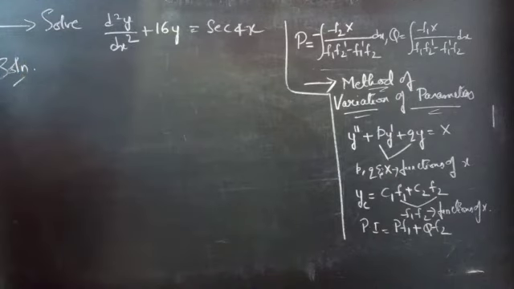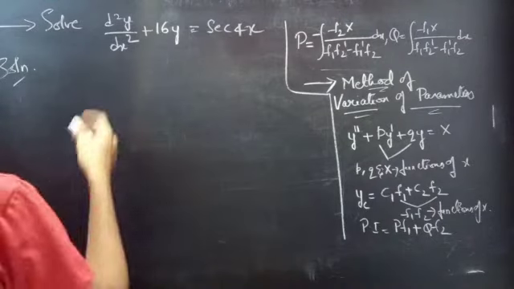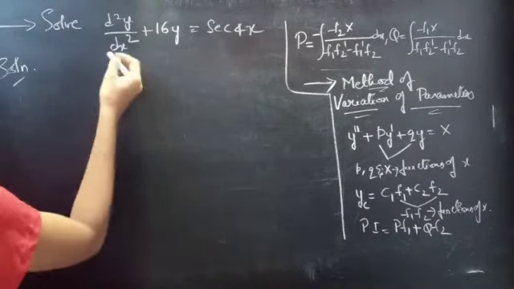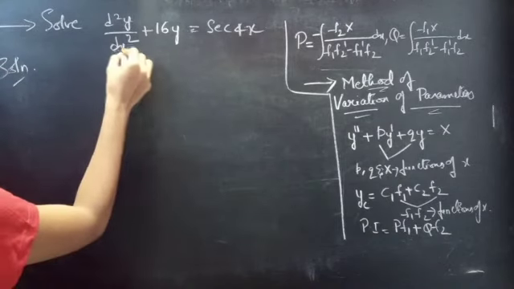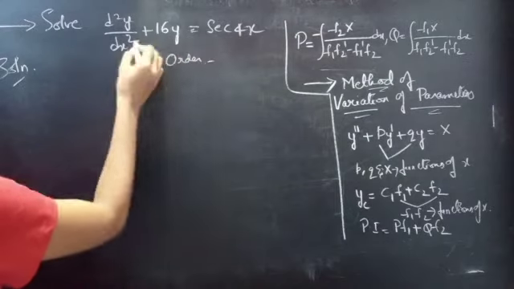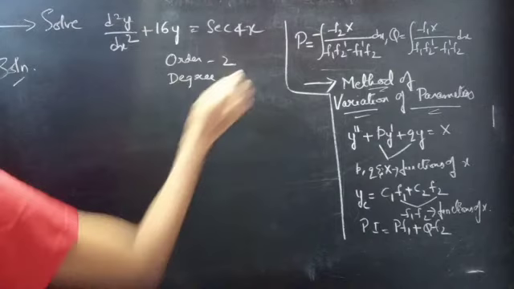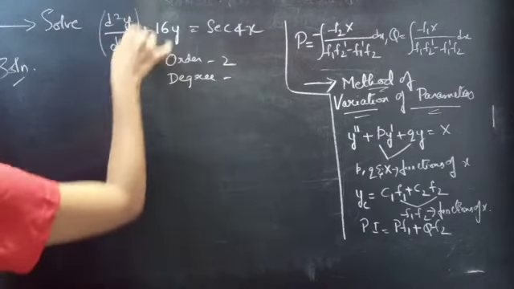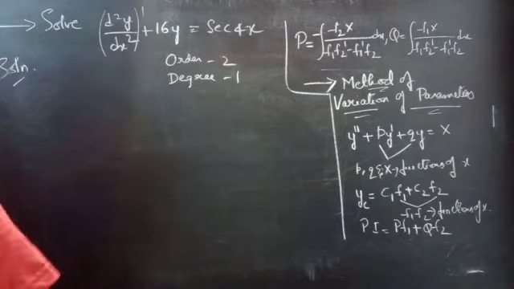So firstly, let's find the order and degree of the given differential equation. Firstly, identify the highest derivative. Here d square y by dx square is the highest derivative. So our order will be 2 and degree will be the highest power of the highest derivative, which is 1, right?